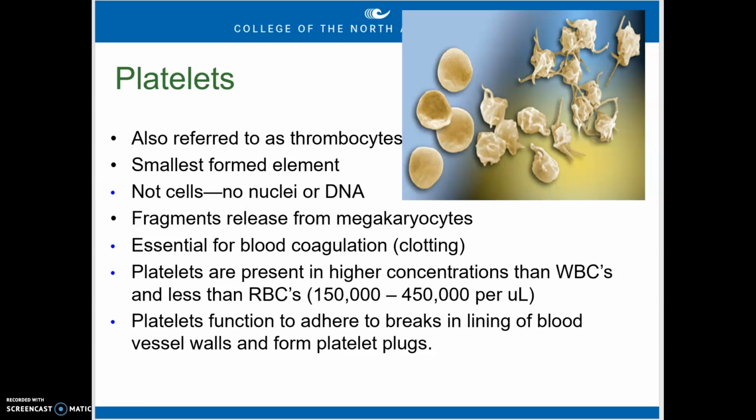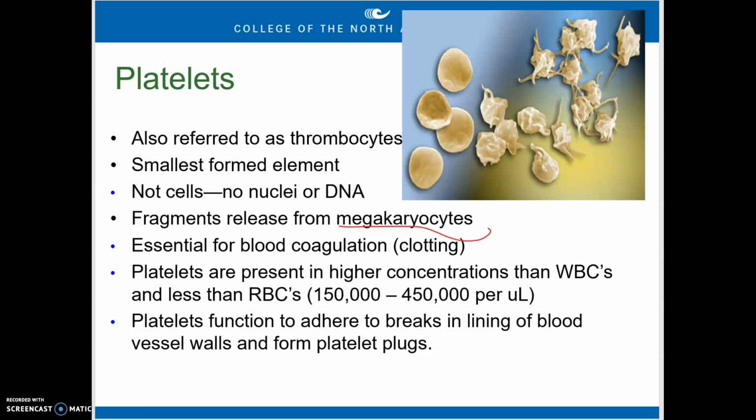The last of the formed elements we have to talk about now are the platelets. These are the smallest of the formed elements. They're not true cells. They don't have a nucleus like the red blood cells. There's no DNA or anything like that present. They're fragments of cells. Don't worry about the megakaryocytes. That's not something we're going to get into. But they're basically cell fragments.